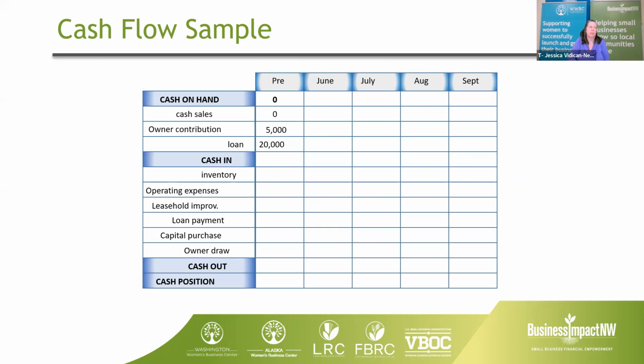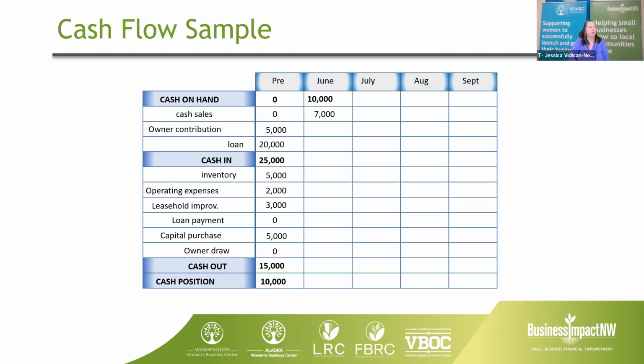So you've got no cash sales because you just started, you have a loan, and you have your owner's contribution. It gives you $25,000 in cash in. We'll take out 5 for inventory, 2 for expenses, 3 for rent. You haven't made a payment on the loan yet. Any capital purchases you probably made with that loan. And your owner's draw, you didn't get paid this month. Your cash out was 15, leaving you with 10,000 available, and that starts the next month.